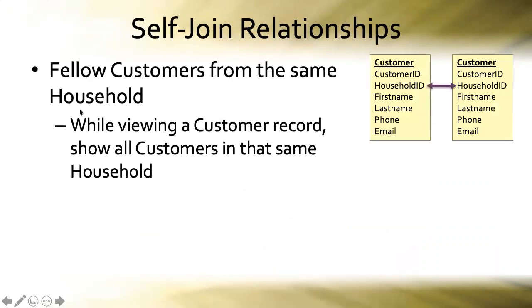Let's say that we wanted to show fellow customers from the same household. That is, while viewing a customer record, we want to be able to see in a portal all the customers who live in that same household. So from the context of a customer record, we're trying to show in a portal customers. That means that the two sides of the relationship are both going to be the customer table. That qualifies as a self-join, a join between a table and an instance or another instance of the same table. And we'll use the household ID field as the key field because we want to see every person who is also a member of the same household as the current person.